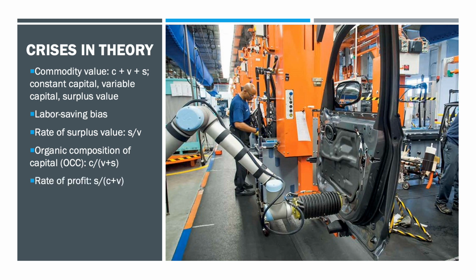The problem arises at the macro level. Other things being equal, a rising organic composition creates a falling tendency for the rate of profit, S over C plus V. That is the amount of surplus value relative to the capital advanced. While a rising rate of surplus value can raise profits, the overall direction in which the system moves is toward a falling rate of profit. That is a big problem, because the rate of profit is what drives capitalist investment.